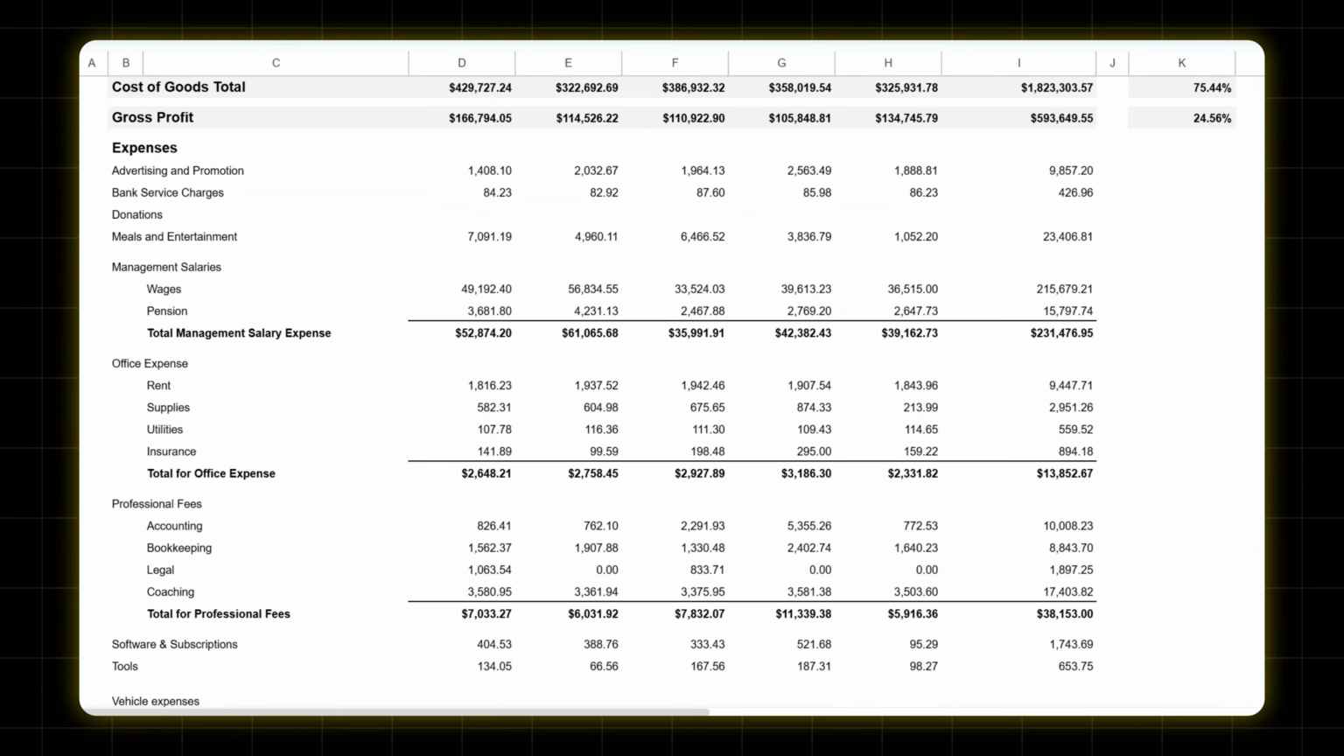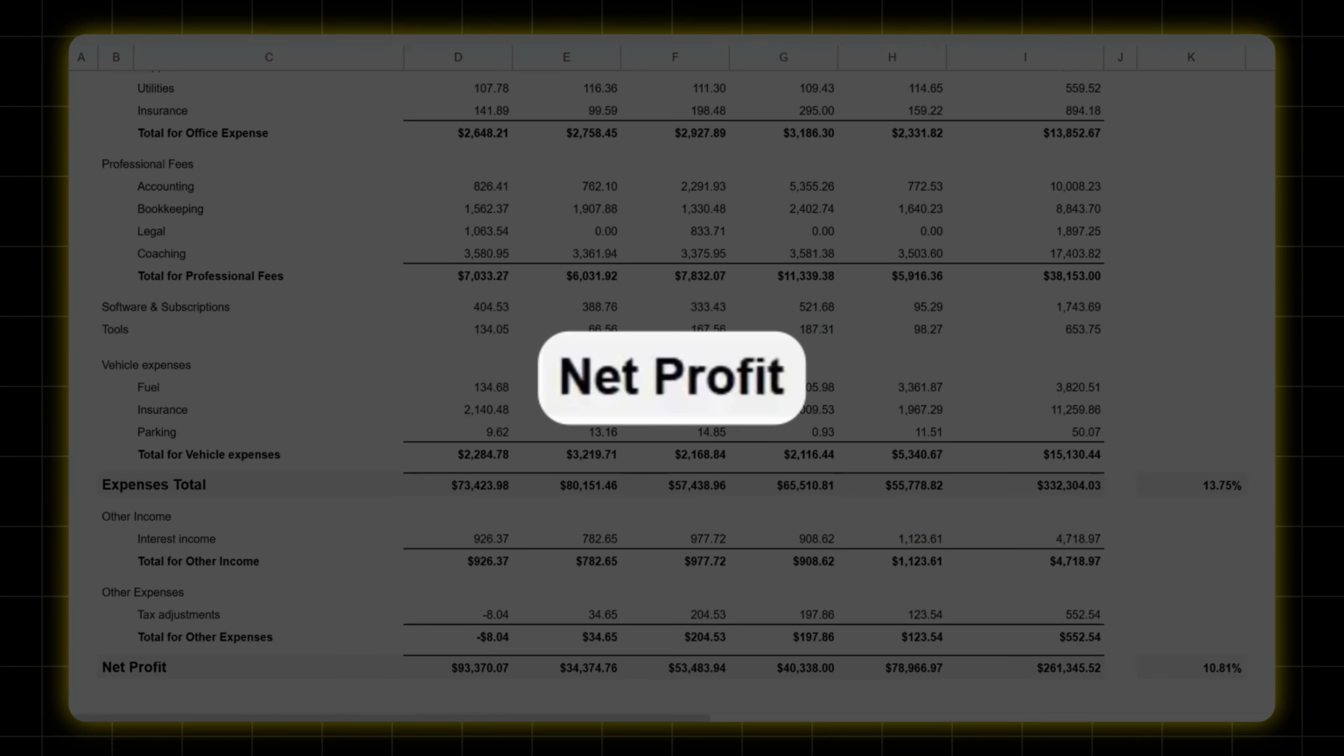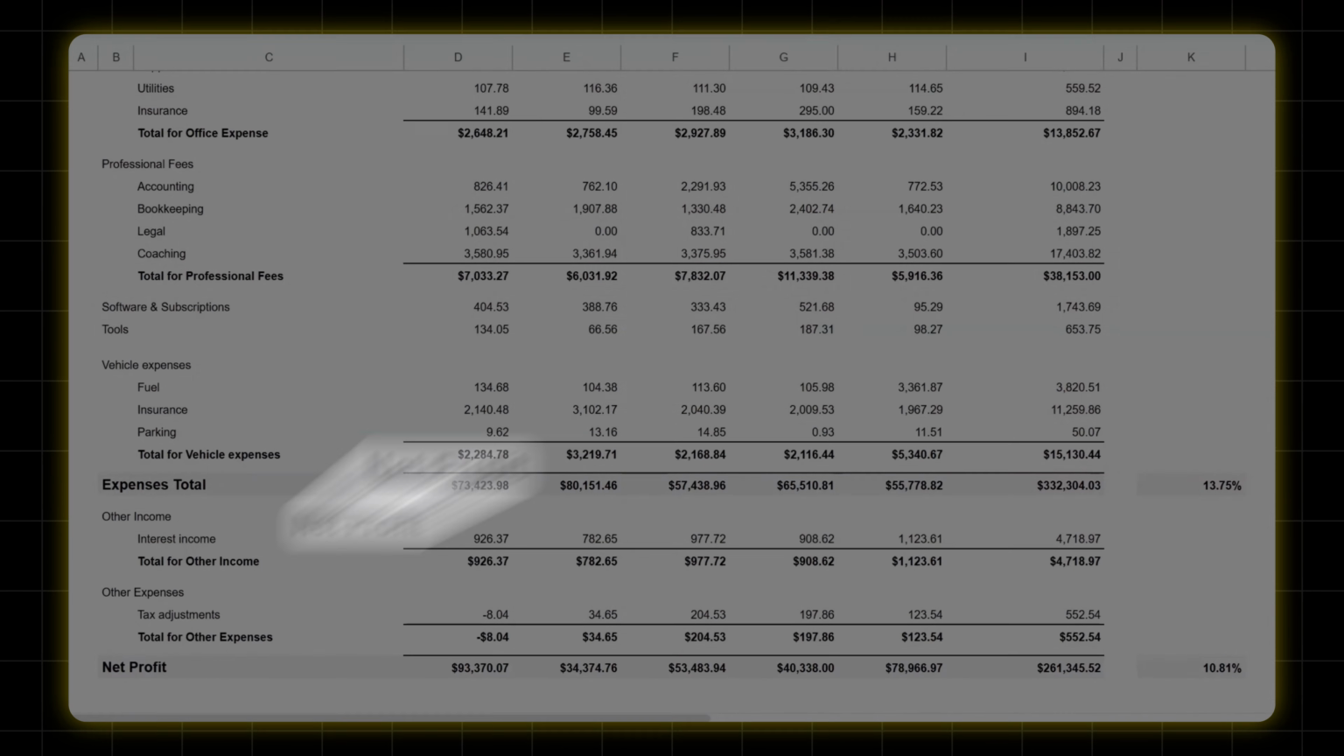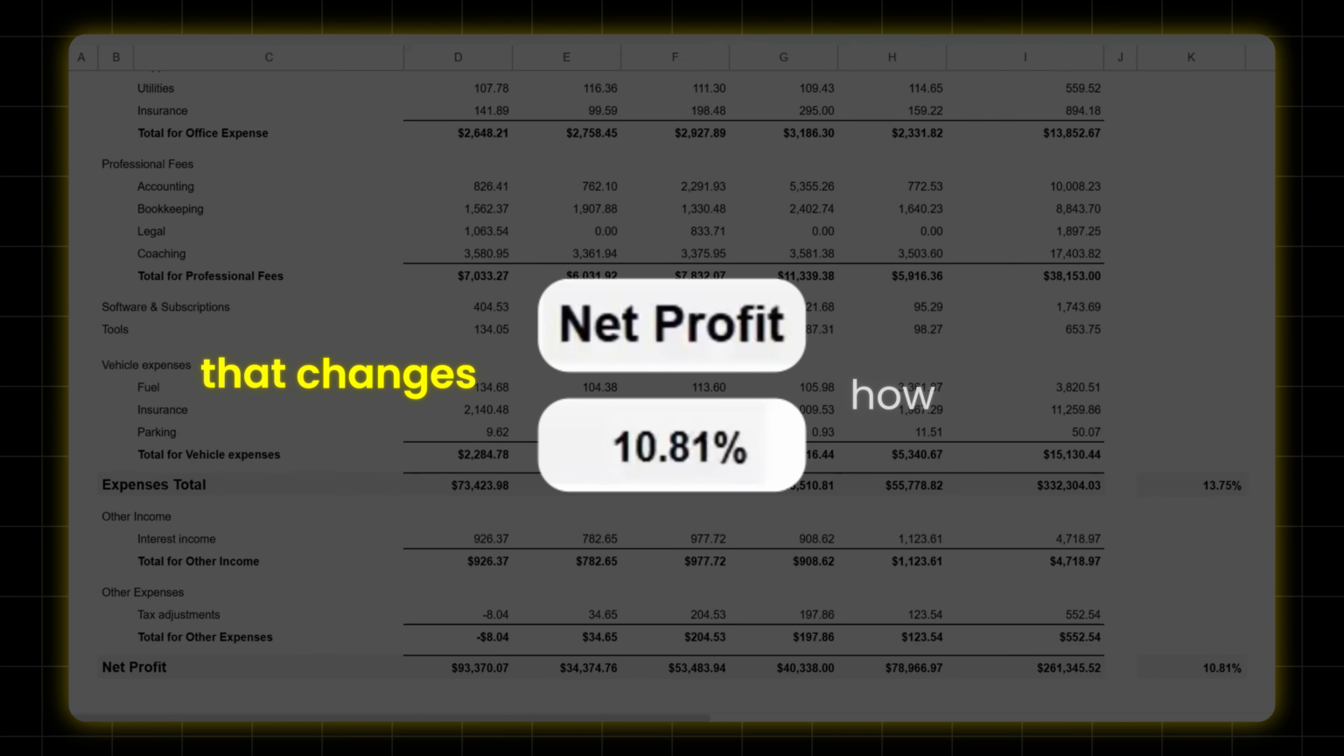And that brings us to the bottom of your P&L, net profit. This is what you actually get to keep after all of the job costs and all your overhead are paid. Now, before we talk about what a healthy net profit looks like, we need to address owner's compensation. If you're on salary, your compensation is going to show up in the overhead section. But if you're taking distributions or dividends, they won't. And that means that your pay is coming out of the net profit number. That changes how you read this.